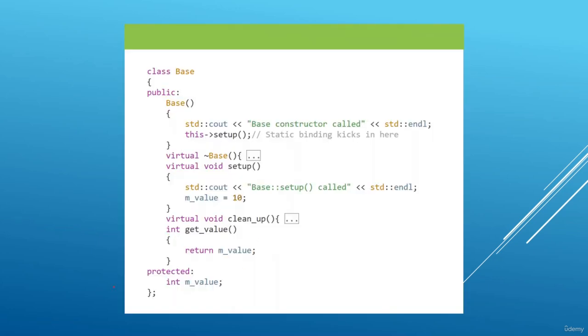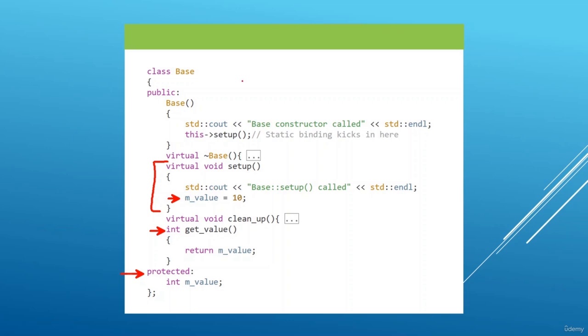The base class is going to have a protected member variable. It's going to have a bunch of virtual functions. We will have a virtual function to set things up, and it is just going to set the value of our member variable to 10. And we're going to have a virtual function called cleanup, which is going to maybe do some cleanup. We're going to see how this works out. We also have a method to get the value, but I don't think we will use this, but you can keep this in if you want.